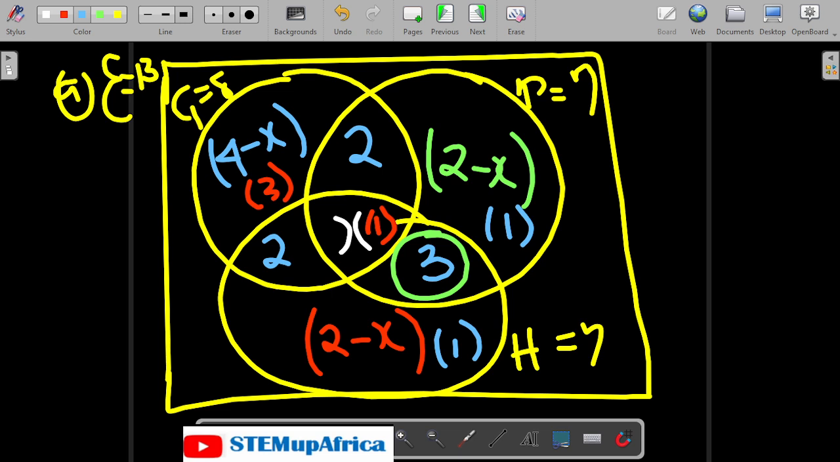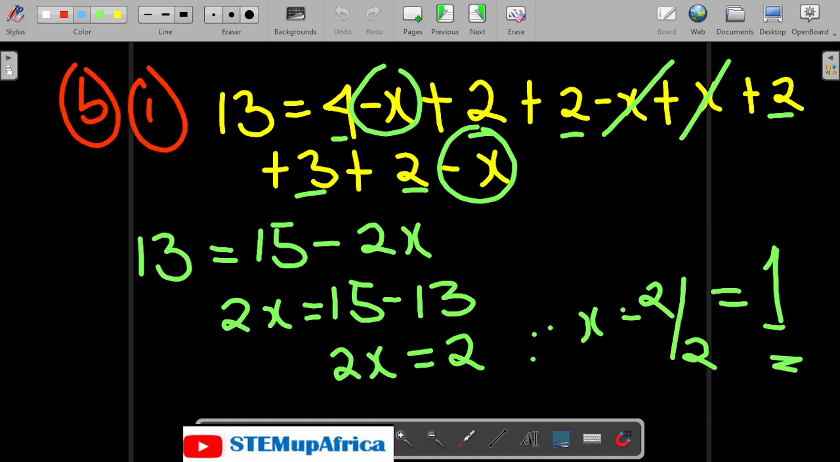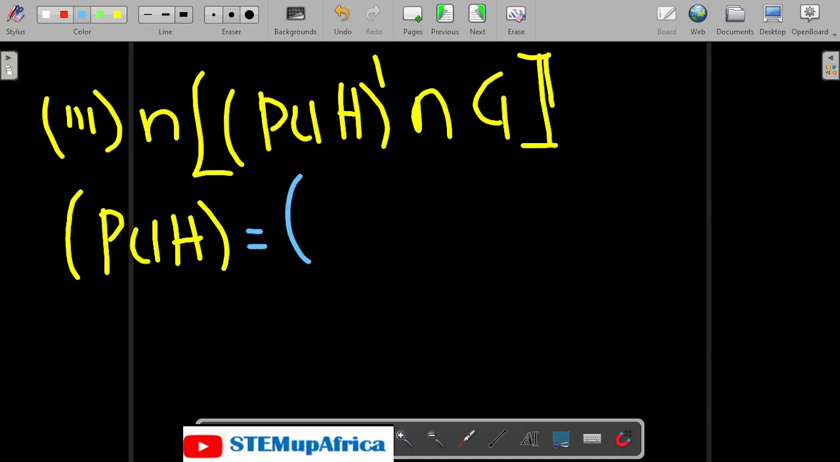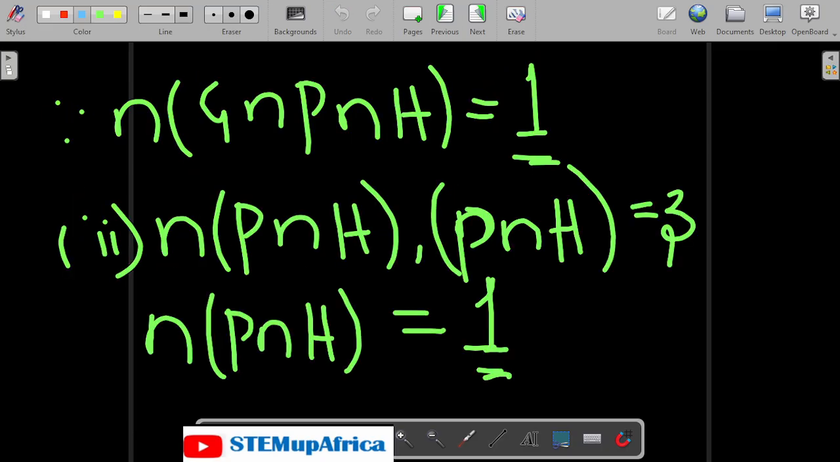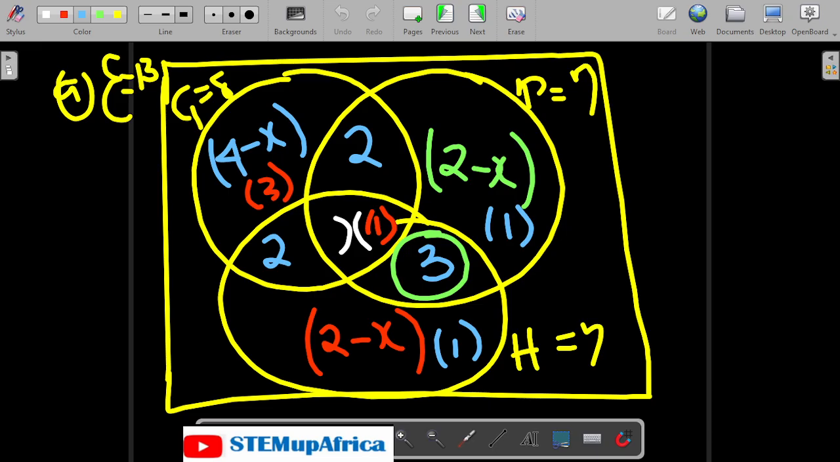So let's get our P union H. P union H will be 1, 2, and 3. That's our P union H. Then what about the complement of it? The complement of it will give us 3 for P union H. We are going to have 3.